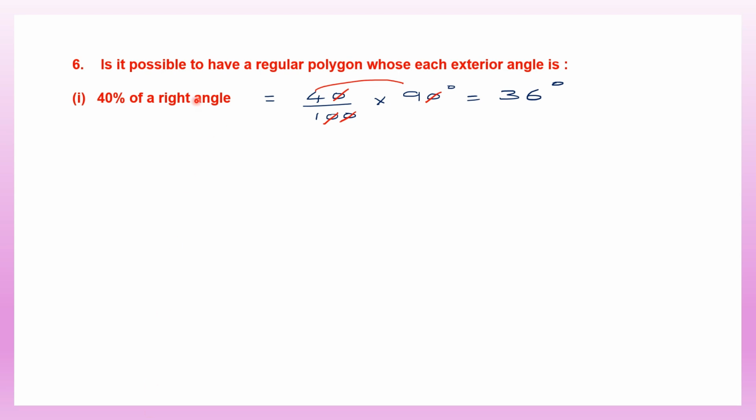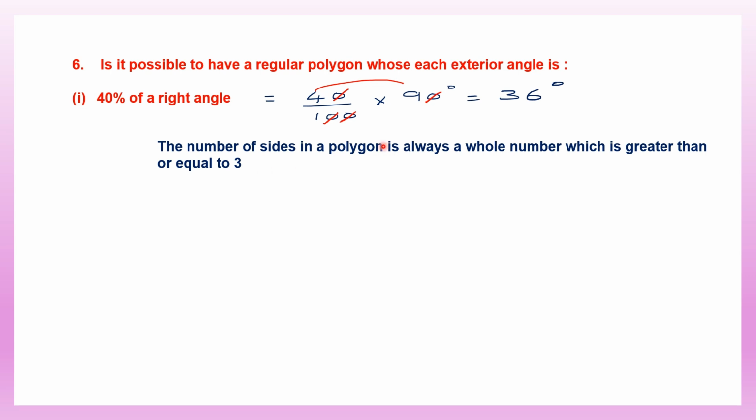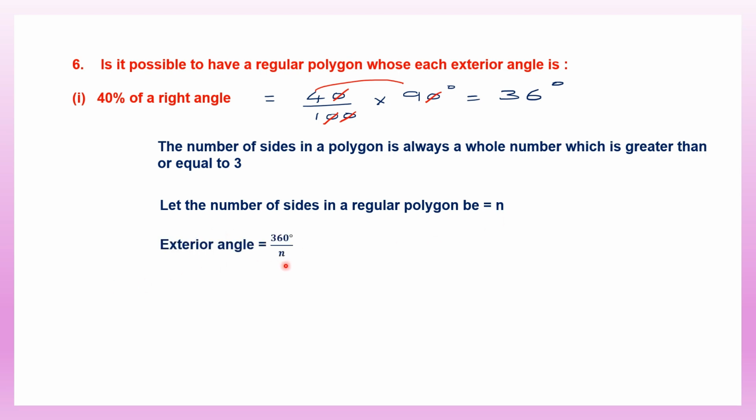Now the question is, is it possible to have a regular polygon with exterior angle 36 degrees? So first thing we're going to do is find the number of sides by remembering this point. The number of sides should always be a whole number. And let's consider the number of sides to be n. Let's use this formula to find the number of sides because exterior angle is given to us.